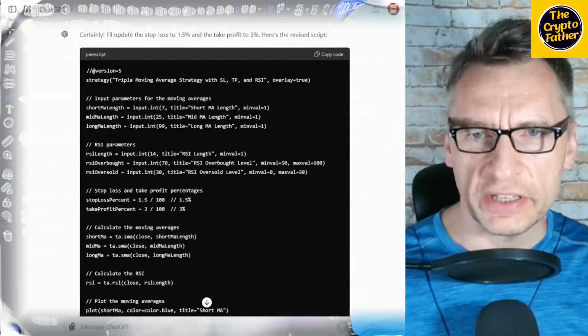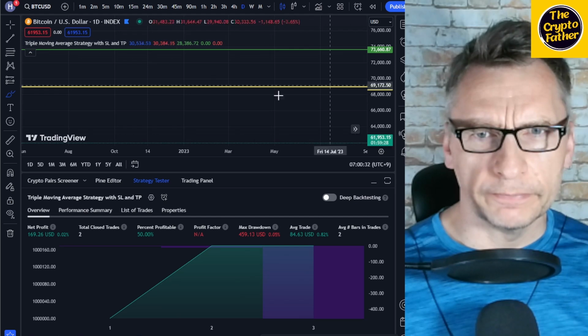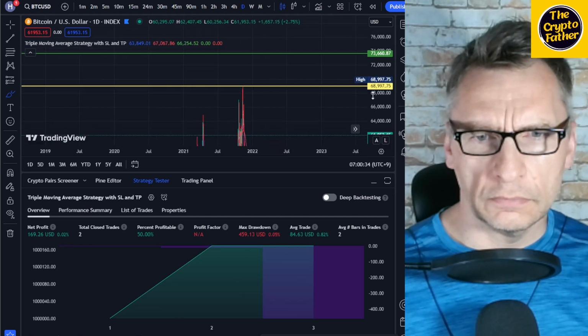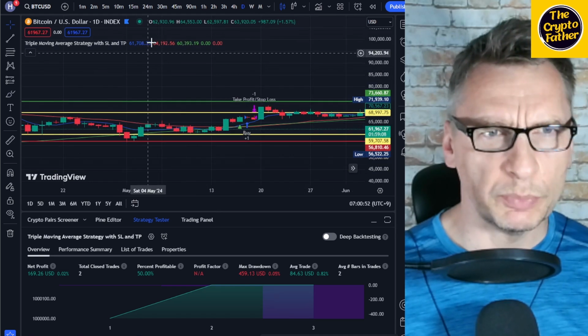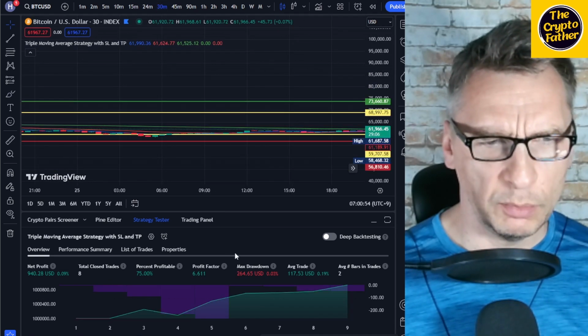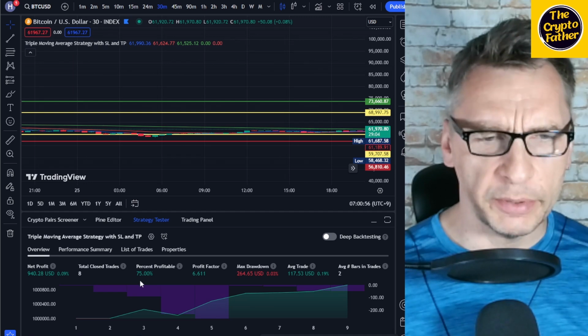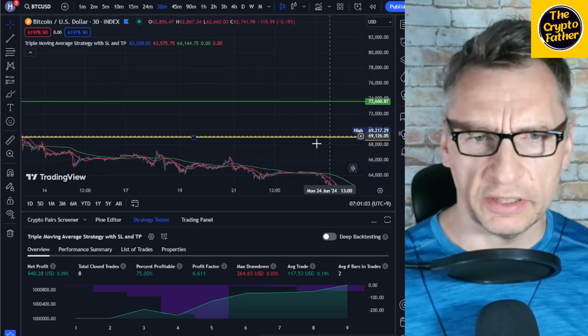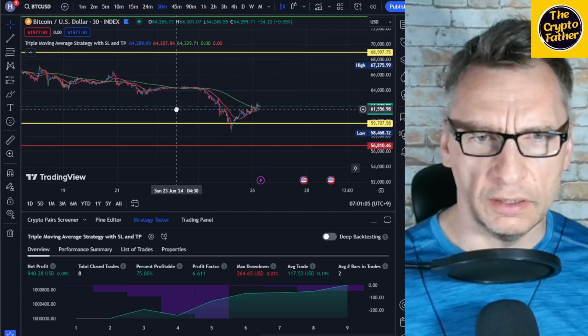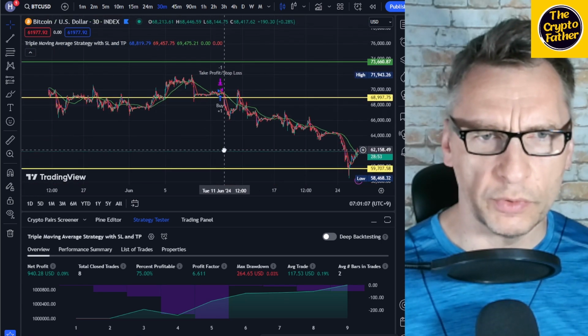How about if I adjust? So the updated version looks to be doing a little bit better. On the daily, it's 50% profitable. On the 30 minutes, it's 75% profitable. So that's much better. And basically, this is due to lowering the risk tolerance.